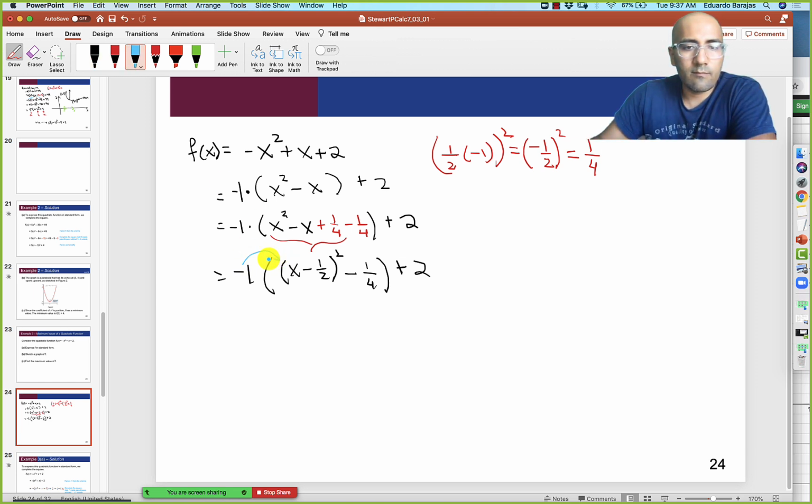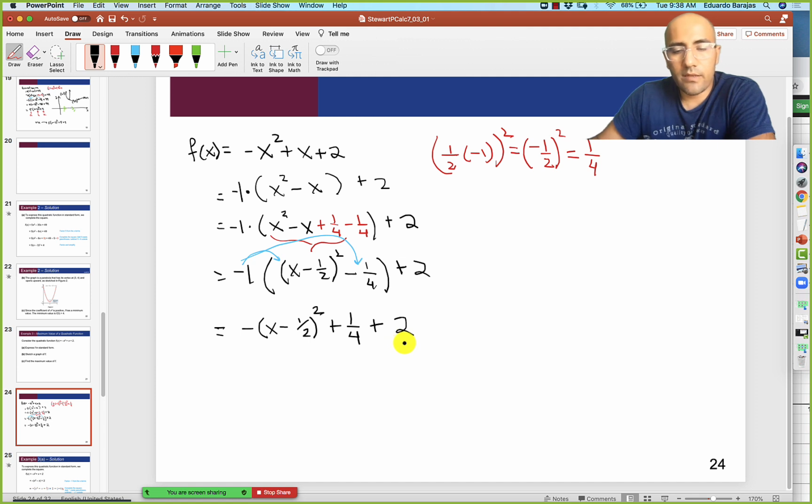Okay, so now we have to distribute this and distribute that. And we get minus x minus 1/2 squared plus 1/4 plus 2. Good. Common denominator is going to be 4, so we put a little 1 underneath here, put a little 1 underneath here, multiply it by 4/4. And I end up with 8. 8 plus 1 is 9, 9/4. So this equals negative x minus 1/2 squared plus 9/4.